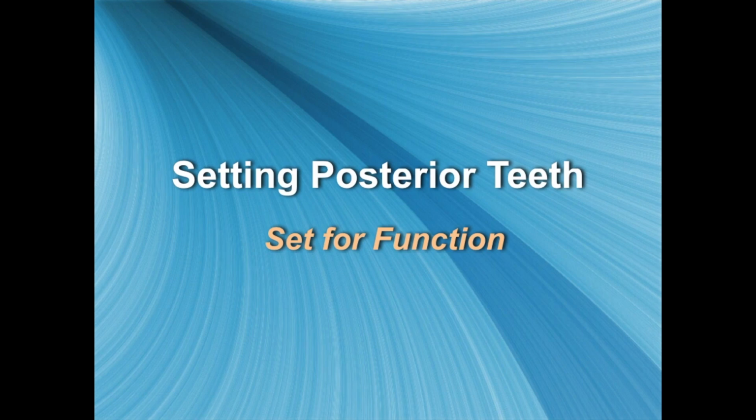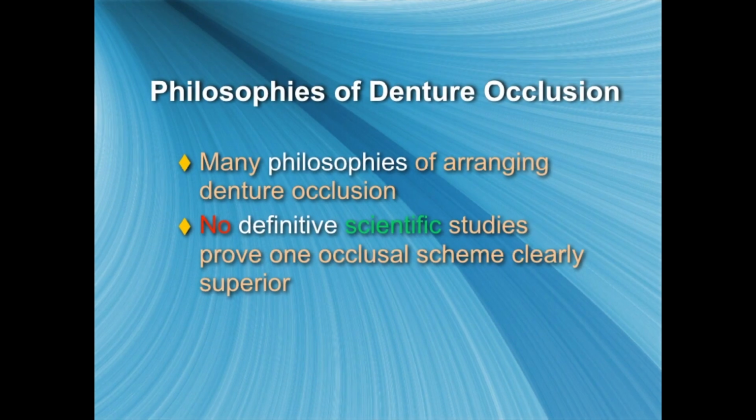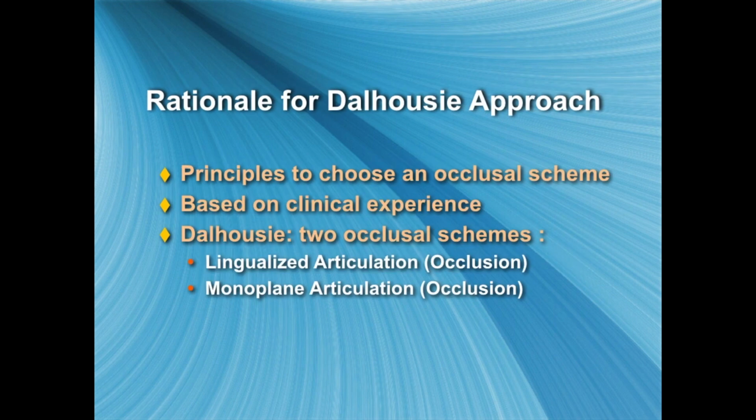Setting posterior denture teeth. Basically, anterior denture teeth are set for aesthetics and phonetics, whereas posterior teeth are set for function. There are many ways of setting denture teeth, and we refer to these as philosophies of denture occlusion because there are no scientific studies that show one is clearly superior to another. At Dalhousie, we will basically choose one of two occlusal schemes based on clinical experience. These two occlusal schemes are lingualized articulation and monoplane articulation.